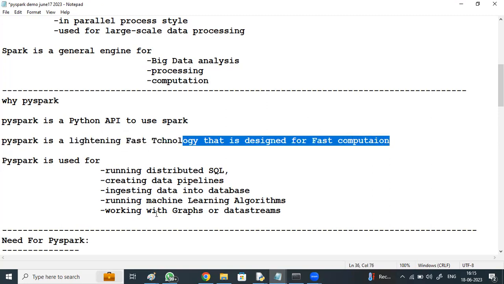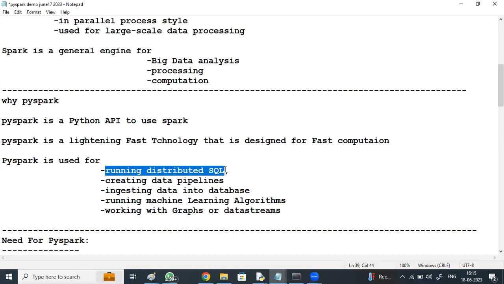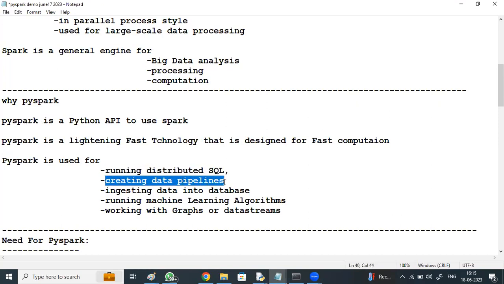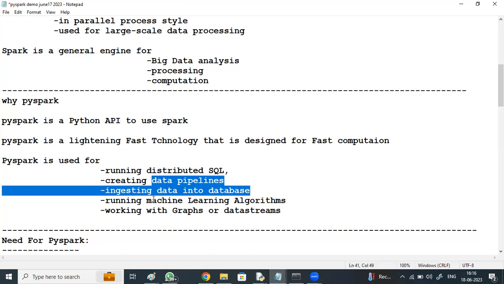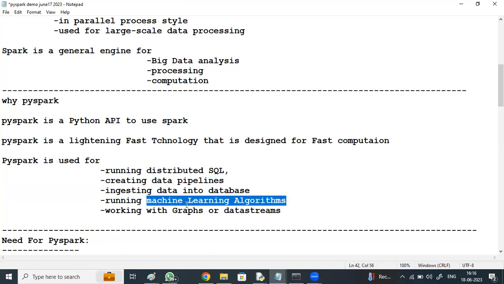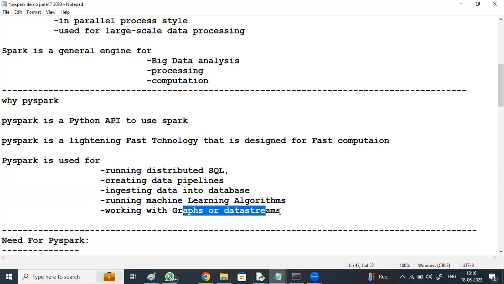PySpark is used for running distributed SQL and creating data pipelines. Spark is a data flow language: the output of one will be the input to the next flow. It is used for ingesting data into the database, running machine learning algorithms, and working with graphs or data streams. Here we say micro batching.